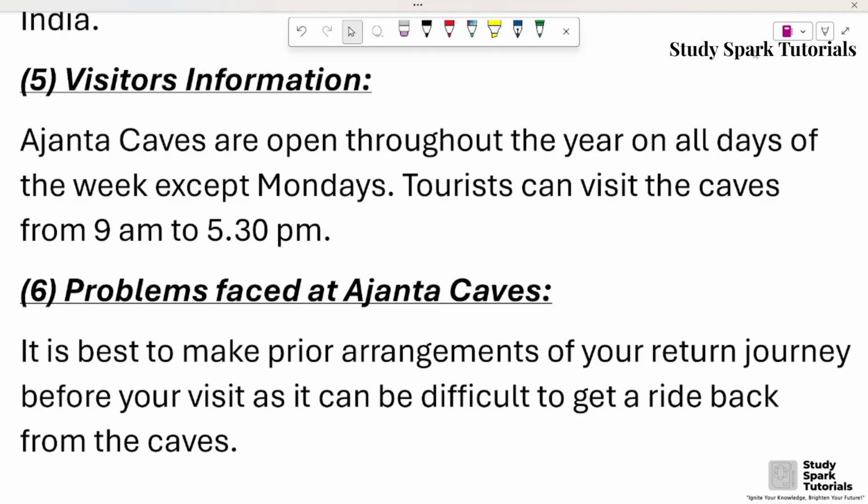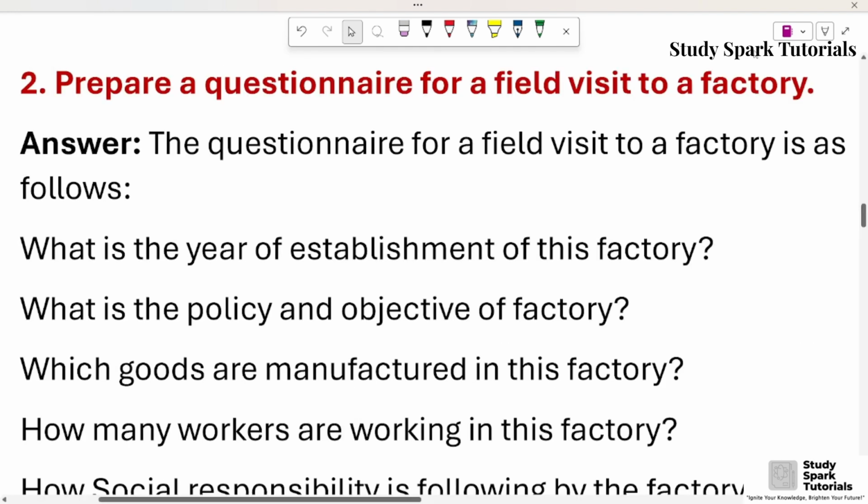Sixth, problems faced in Ajanta caves. It is best to make prior arrangement of your return journey before your visit, as it can be difficult to get a ride back from the caves. Second, prepare a questionnaire for a field visit to a factory. Answer, the questionnaire for a field visit to a factory is as follows.